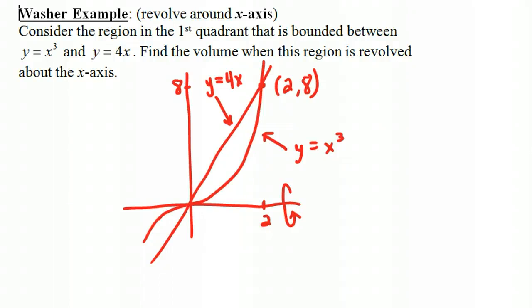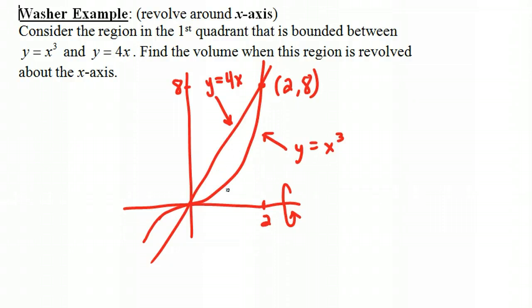In this video, I'm going to explain how to do a volume of a solid of revolution problem using the washer method. We're going to be revolving around the x-axis in this example. So let's consider the region in the first quadrant that is bounded between y equals x cubed, here's our y equals x cubed function, and y equals 4x. So what we're looking at is this region right here.